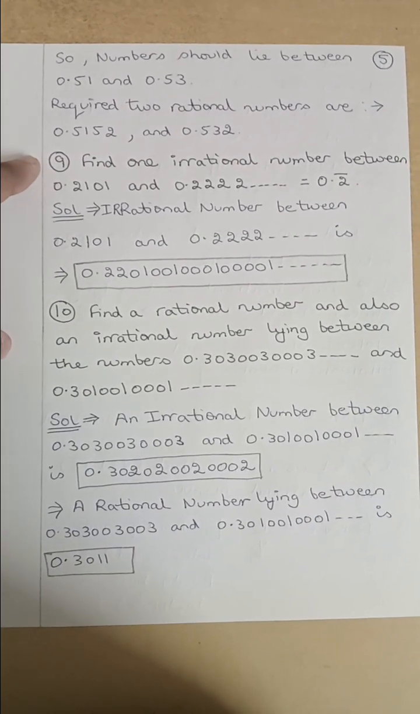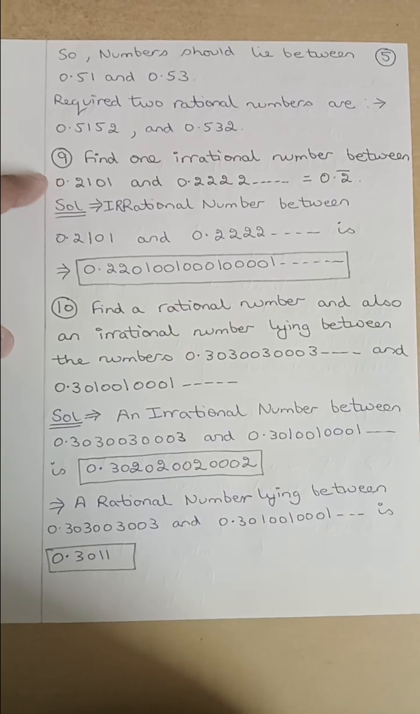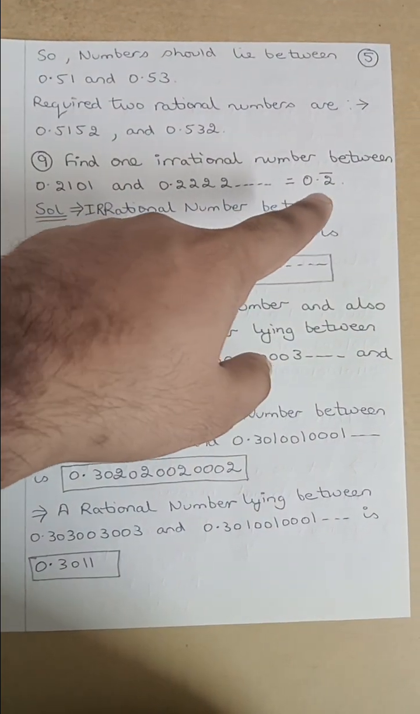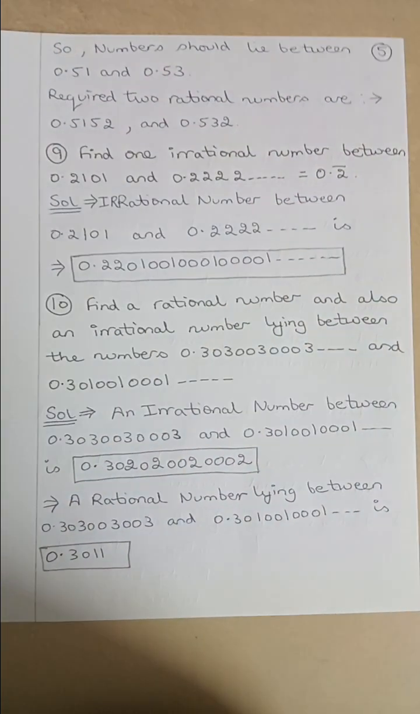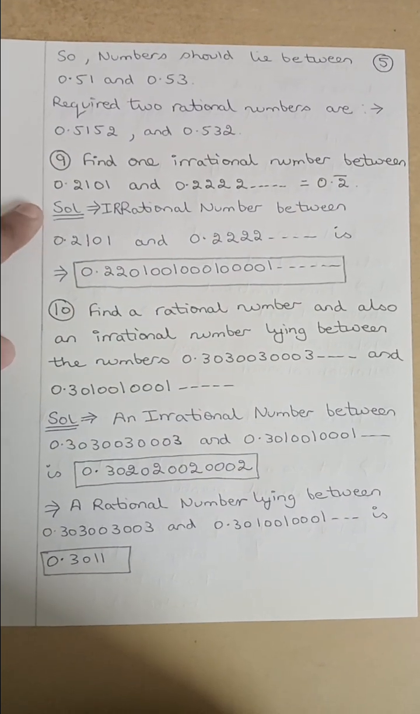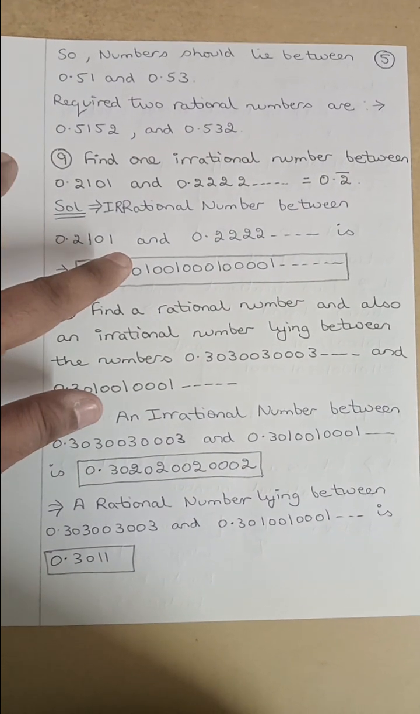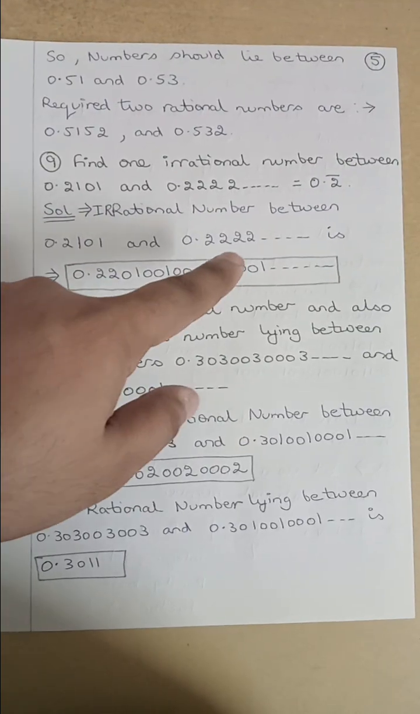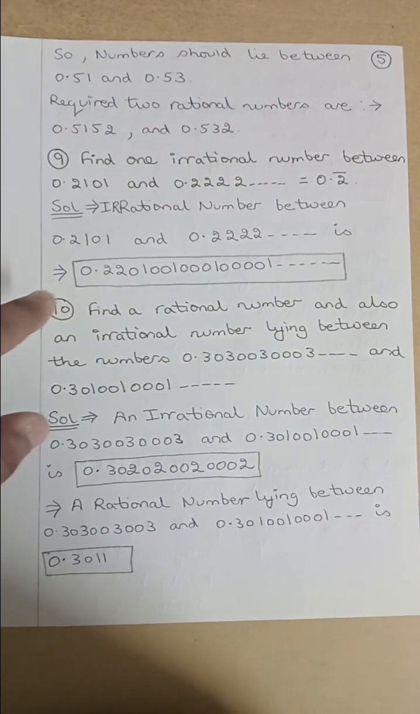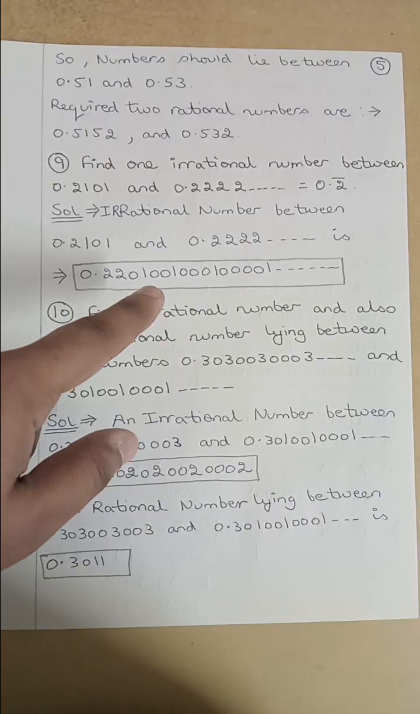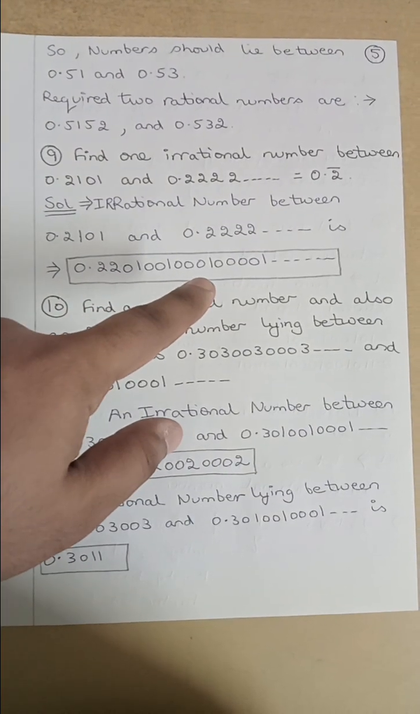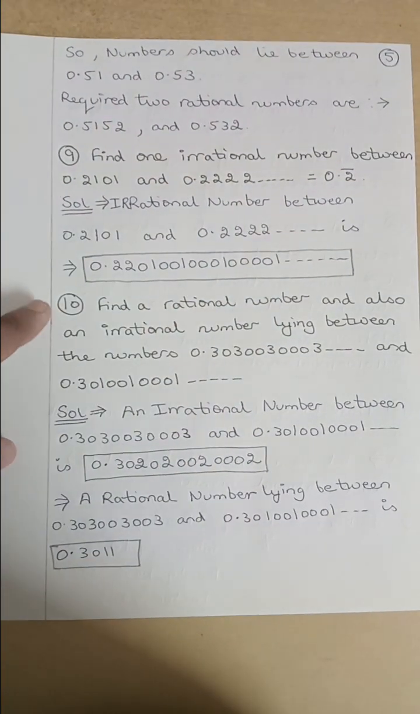Ninth, find one rational number between 0.2101 and 0.2222, that is equal to 0.2 bar. So the rational number lying between 0.2101 and 0.2 repeated till infinity is 0.2201, double 0 1, triple 0 1, and so on.